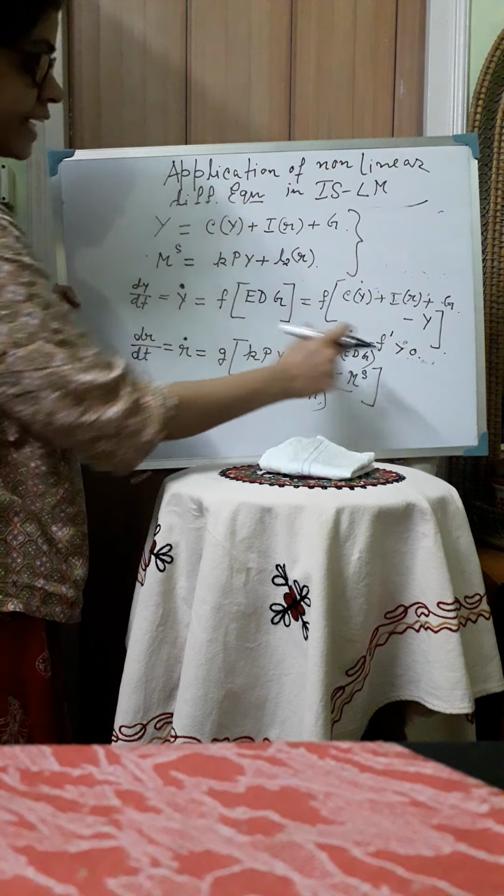So if we draw this curve, then we will get a negatively sloped line. So along the y-axis we are taking r, along the x-axis we are taking y, and this is the IS curve. And IS curve represents y dot is equal to 0. So this curve represents y dot is equal to 0.